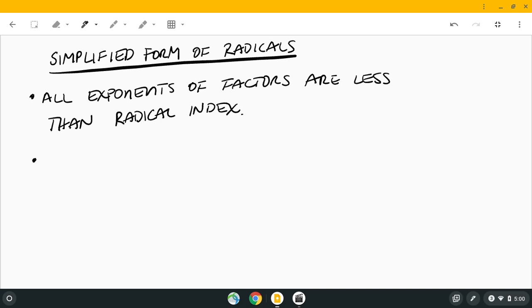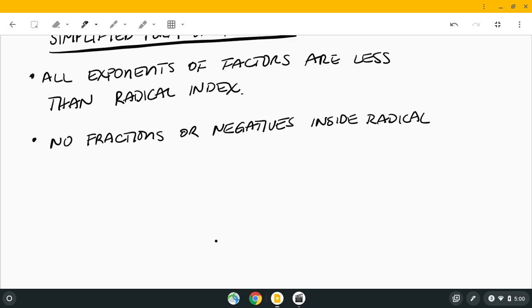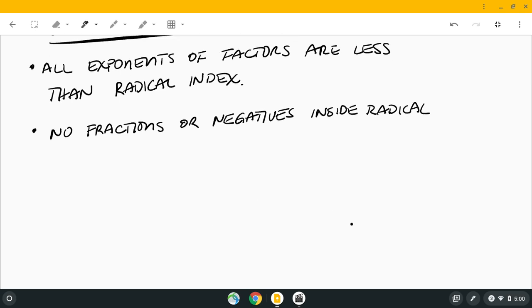Also, no fractions or negatives inside radical. Okay. If you do have fractions, then you have to split it and rationalize the denominator. Okay. And no radicals in the denominator. That kind of goes with fractions.